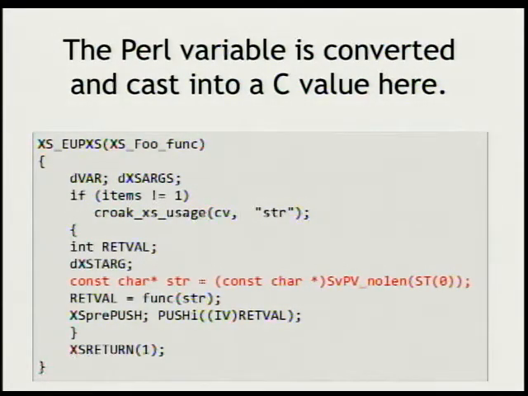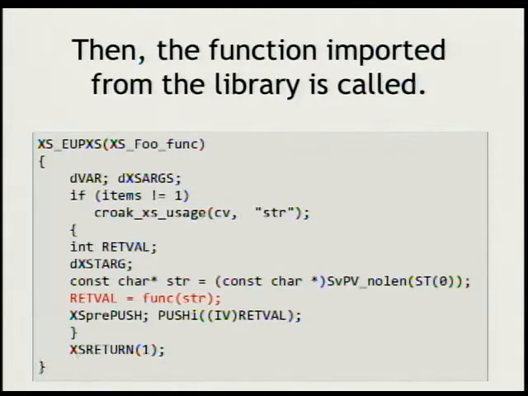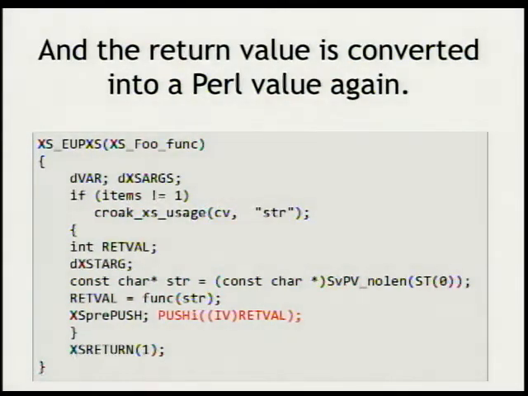That's why this line is called. The file variable is converted and cast into a C variable here. And then the function imported from the library is this func. If func is actually imported, that one imported from the C library, not XS code, and called. And then the return value is converted into file value again, because the return value of func should be a C variable, so we need to convert it back again.